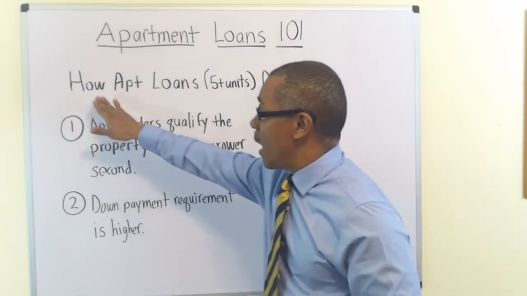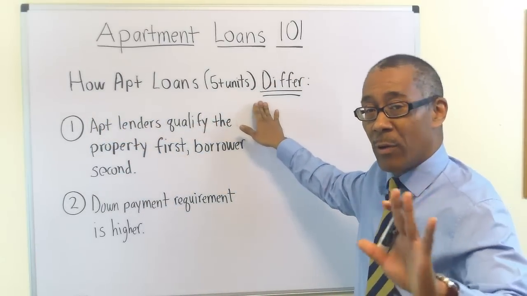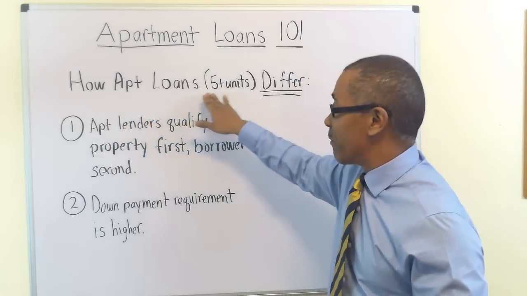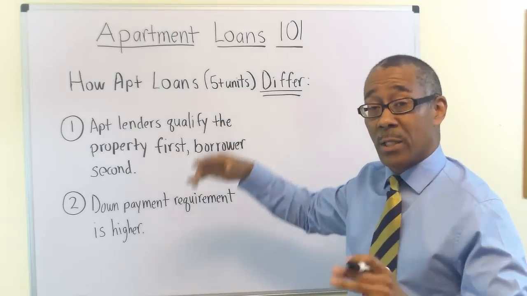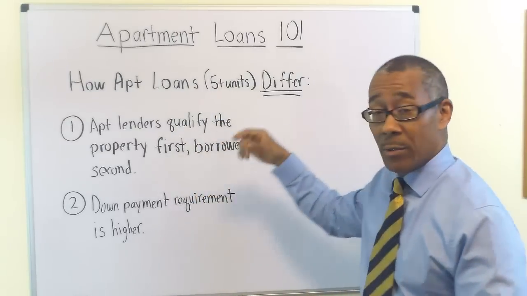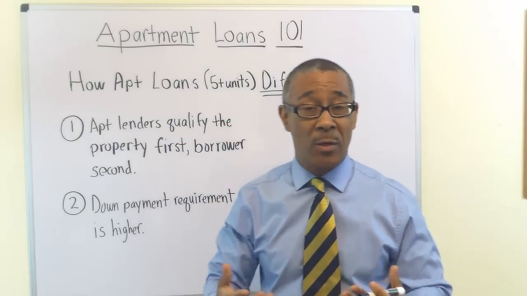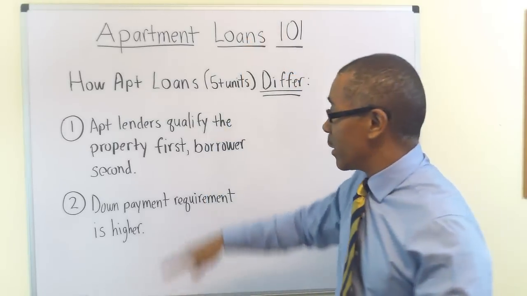Number 1 is how apartment loans differ from residential loans. I'm going to define apartment loans for this video as 5 units and more. Remember, I'm all about commercial. Residential loans are fourplexes, triplexes, and duplexes. So in this video, we're talking 5 units and greater. All right, so here's how they differ.